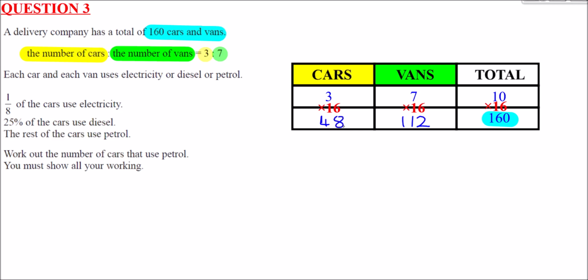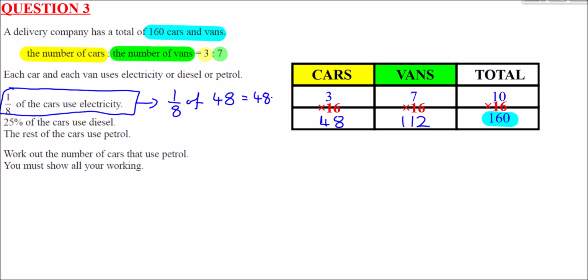Now we know the total number of cars and vans, we can start to tackle the question. So it says here that 1/8 of the cars use electricity. So we can work out how many cars that is. So 1/8 use electricity. So that means 1/8 of 48 of them. So to find an eighth of something, you divide by 8. So 1/8 of 48 means 48 divided by 8, which is 6. So 6 cars use electricity.